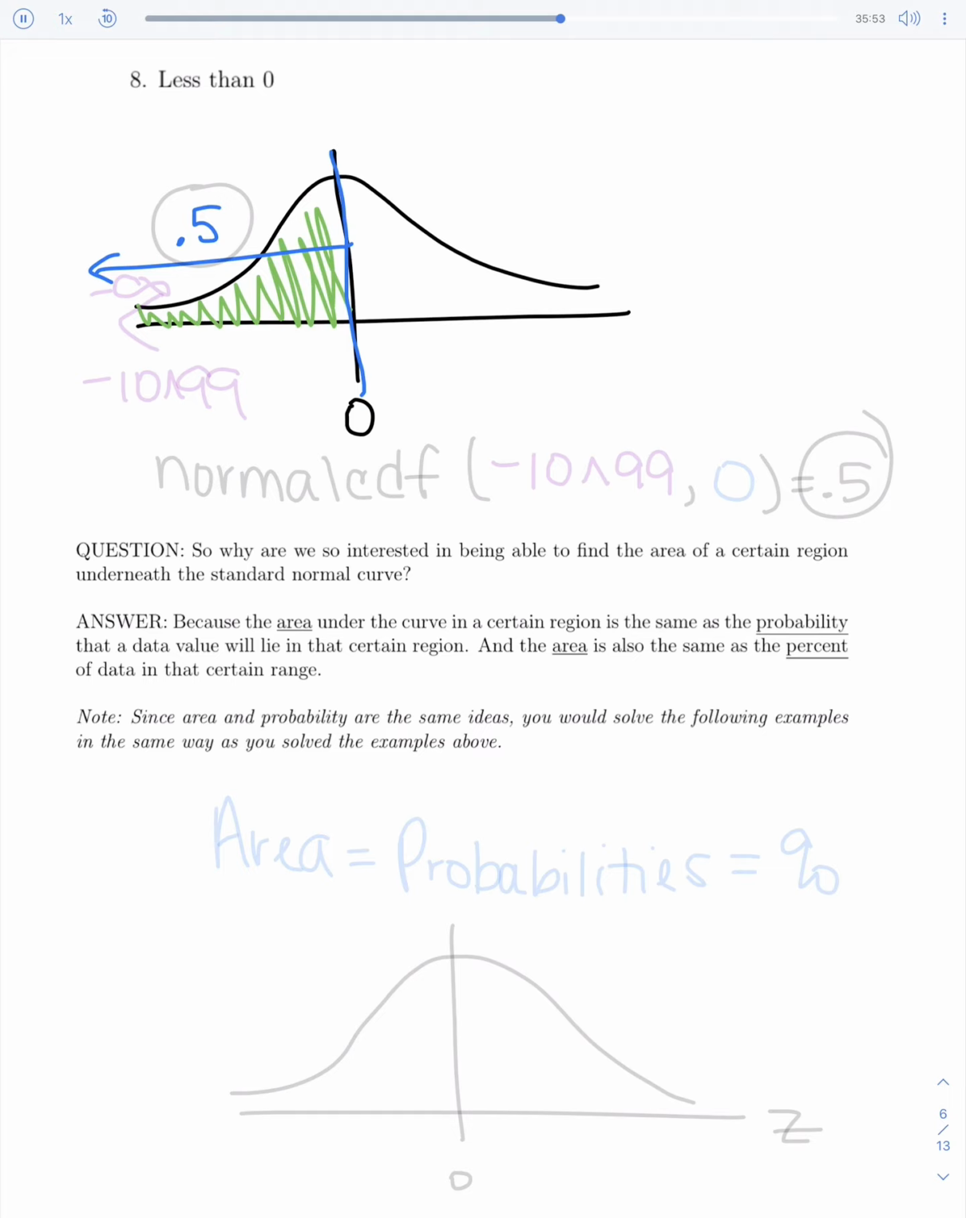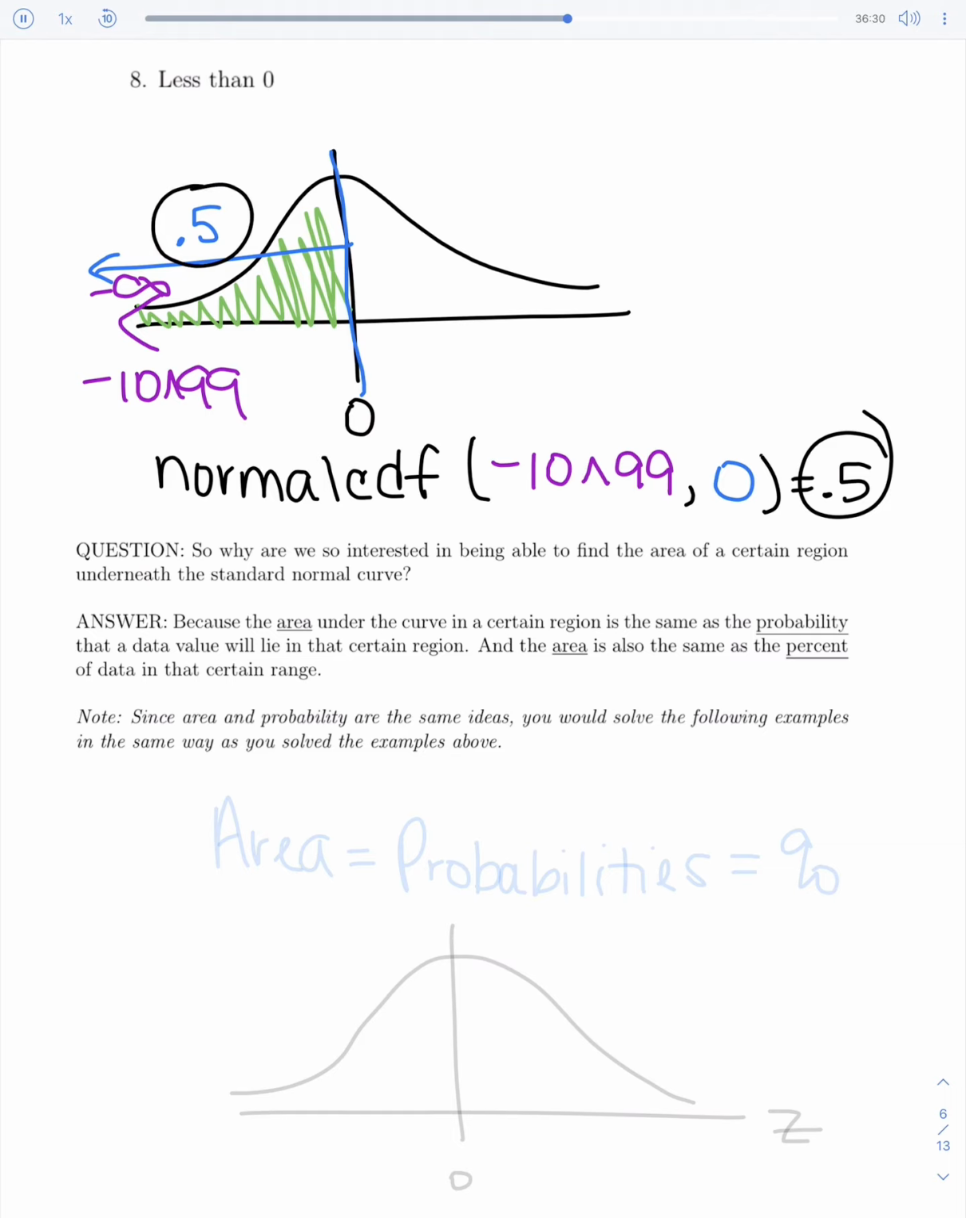Or, like I said, you can still do a normal CDF, except for on the left-hand side, what you would use is a negative. You have a negative infinity because you're going off forever, so you'd use a negative 10 to the 99th as your first value because you technically don't have a starting value, comma, and you'd go up all the way to where you stop in the middle at 0. And what you would get is 0.5. You'll get the same exact value as just figuring it out by working it out with just thought process.